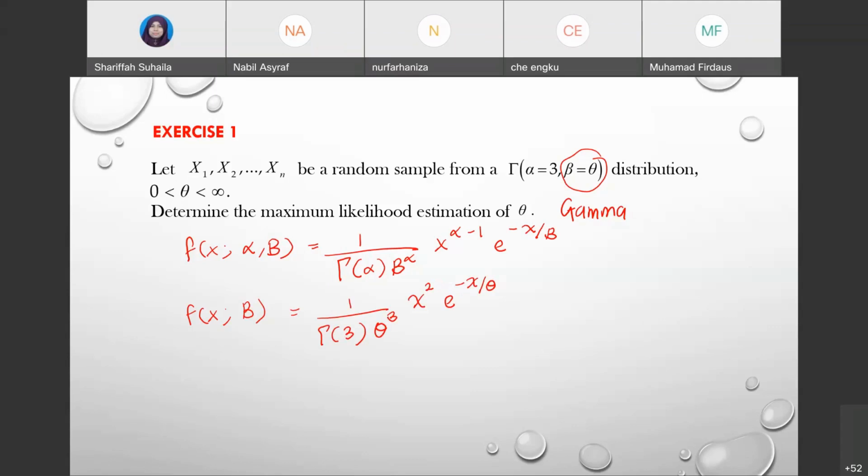Okay, so sekarang kita build upkan dia punya likelihood function. Okay, so likelihood function is a product of your f xi, beta lah dalam kes ni. So just write down your L, okay, beta. Okay, kalau nak tulis ini pun, sorry. Bukan beta dah lah sebab kita dah define kita punya parameter tu sebagai theta.